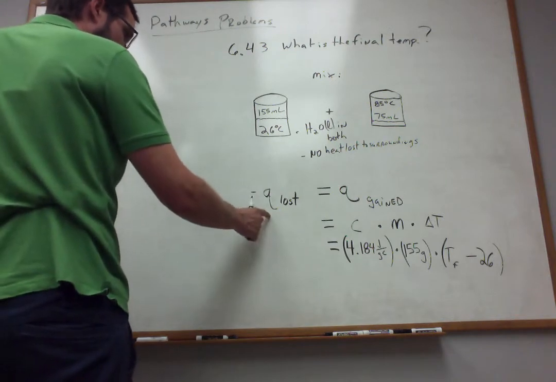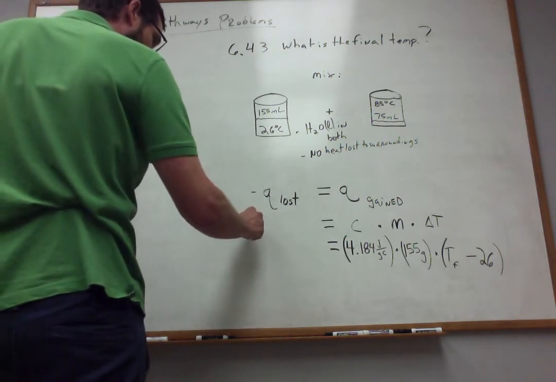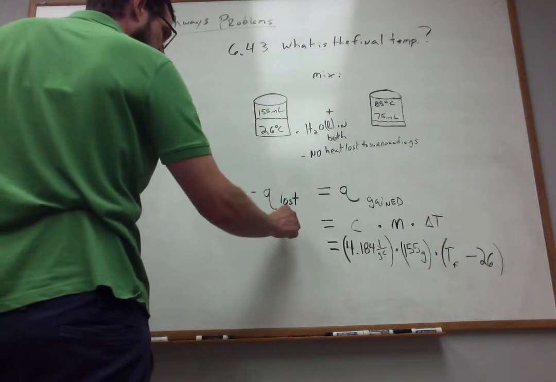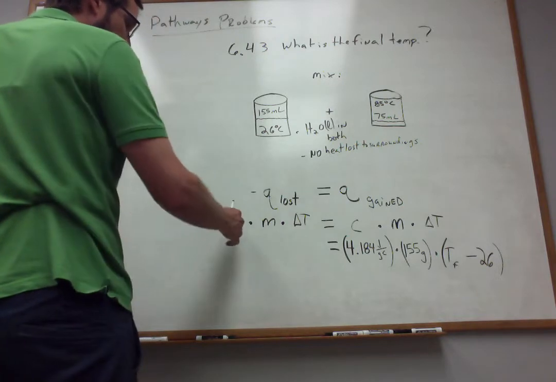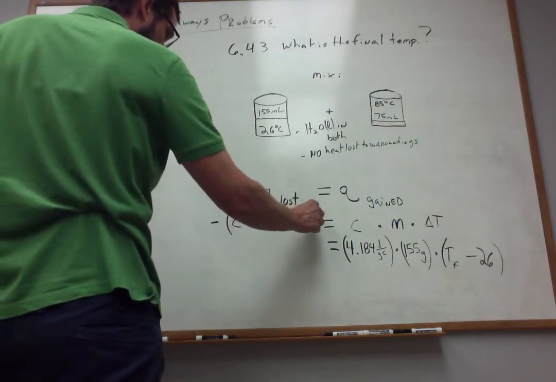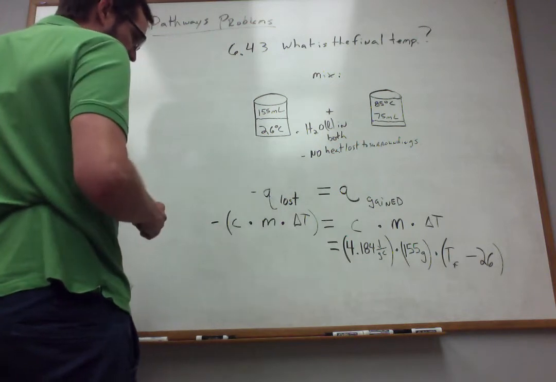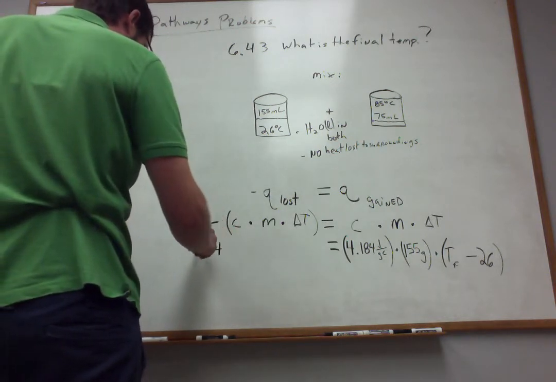Can I compute how much heat energy is going to be lost by the warm water? I can probably make some progress in that direction at least. Same equation, Cm delta T. Don't forget we need that negative sign. Let's just flip the sign, okay? Now, I'm still dealing with water.